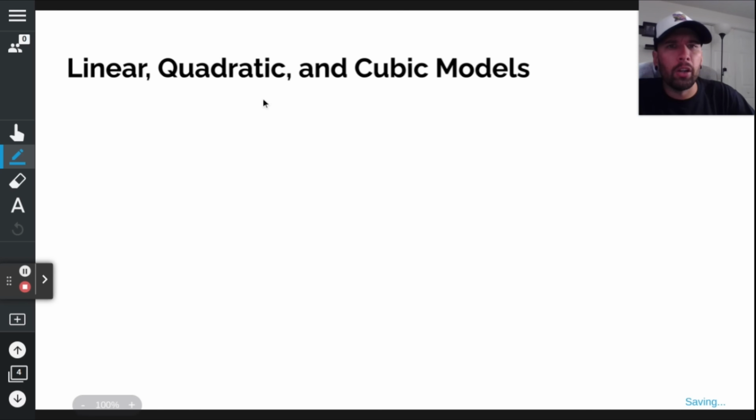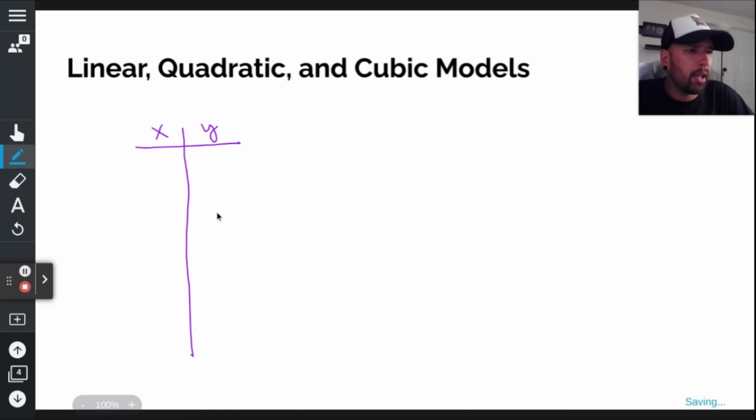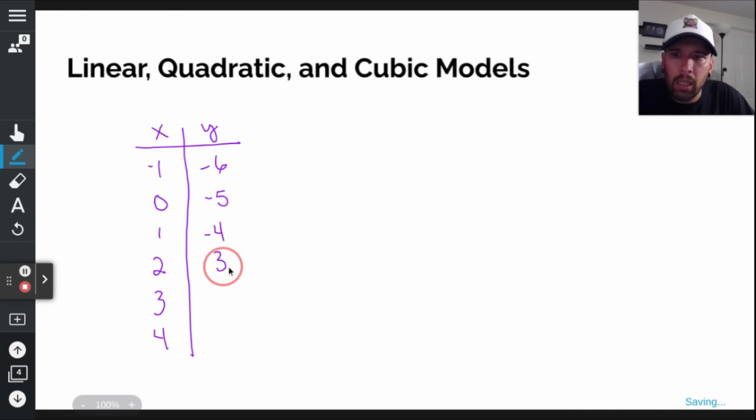Now, we know linear, quadratic, and cubic models. We've done this before, but let's just bring it all back. A very common question is I give you a chart, like a T-chart that looks like this. I'm just going to use these numbers that I quickly whipped up: -6, -5, -4, 3, 22, the Taylor Swift special, and 59. Now, a very common question is, find a model that best fits the data.